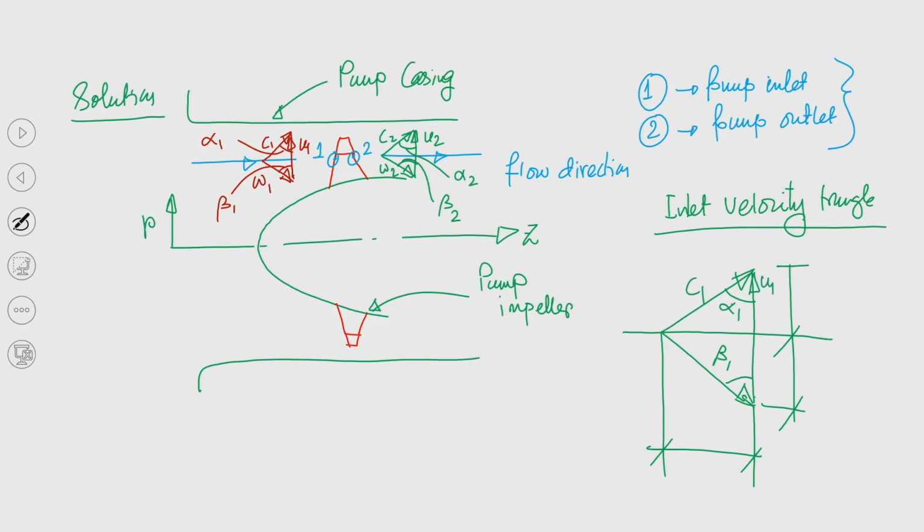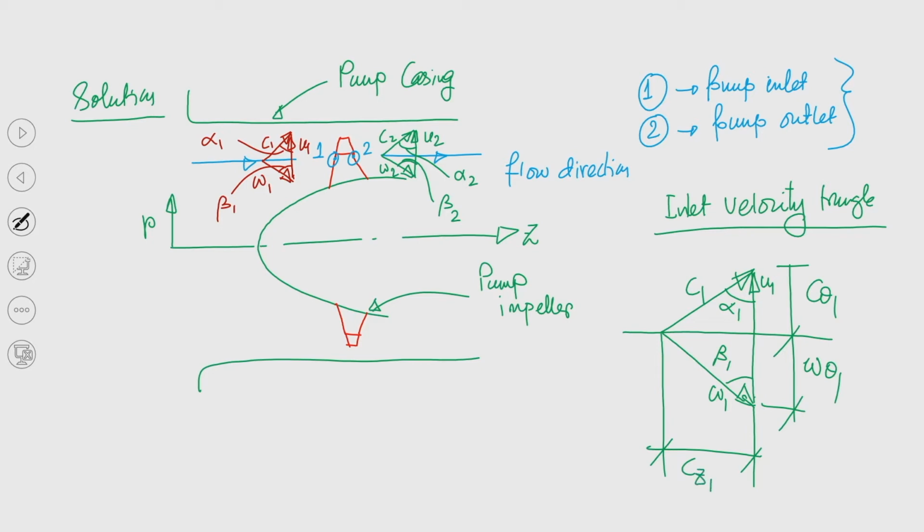This component again we know. This is basically the component of absolute velocity in the tangential direction, and that is the swirl component at the inlet. Similarly, this is W1, the relative velocity at the inlet, and this component is W theta 1, that is the component of relative velocity in the tangential direction, and this is basically Cz1. So, this is the flow velocity at the inlet.